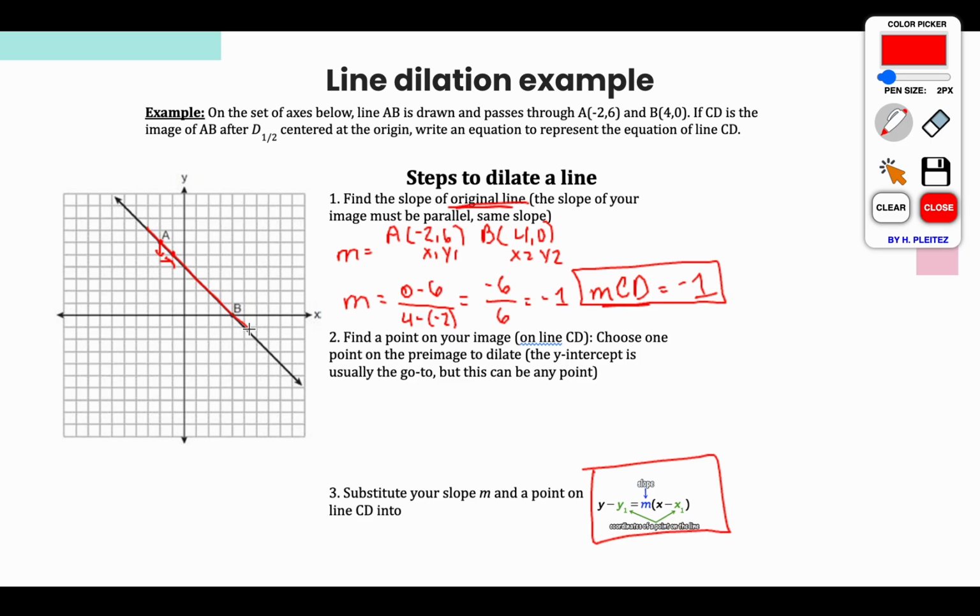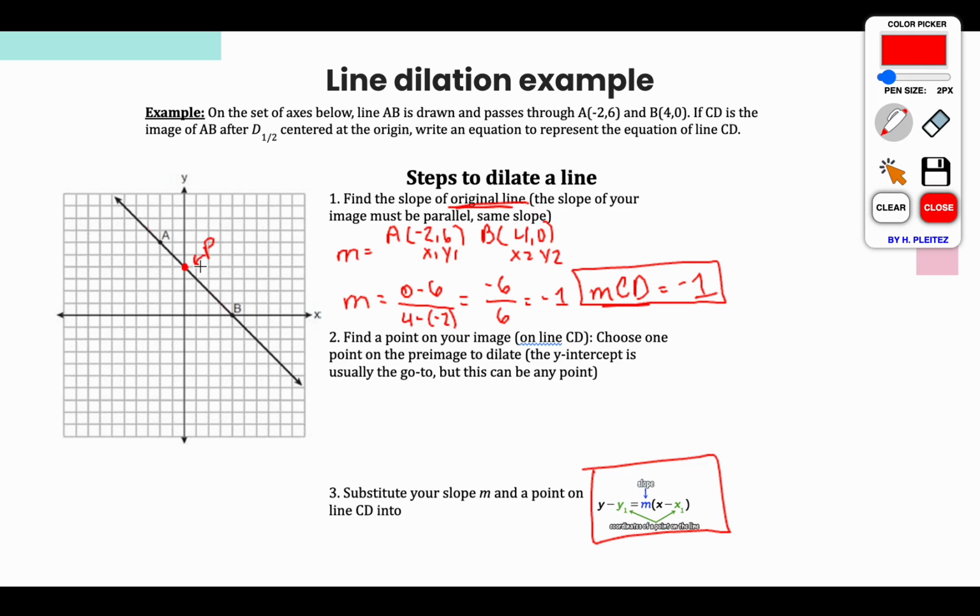The next thing that we need is a point on our image. So I need to find a point on line CD. We already have the slope, but now I need to somehow use my knowledge of dilations to find a point that I know is going to be on line CD. So what we got to do here is just choose any point on the pre-image. Choose any point on the original line. I usually like to choose the y-intercept because it's the easiest thing for me to dilate, but you can pick any point on that line. So in this case, I'm going to pick the y-intercept.